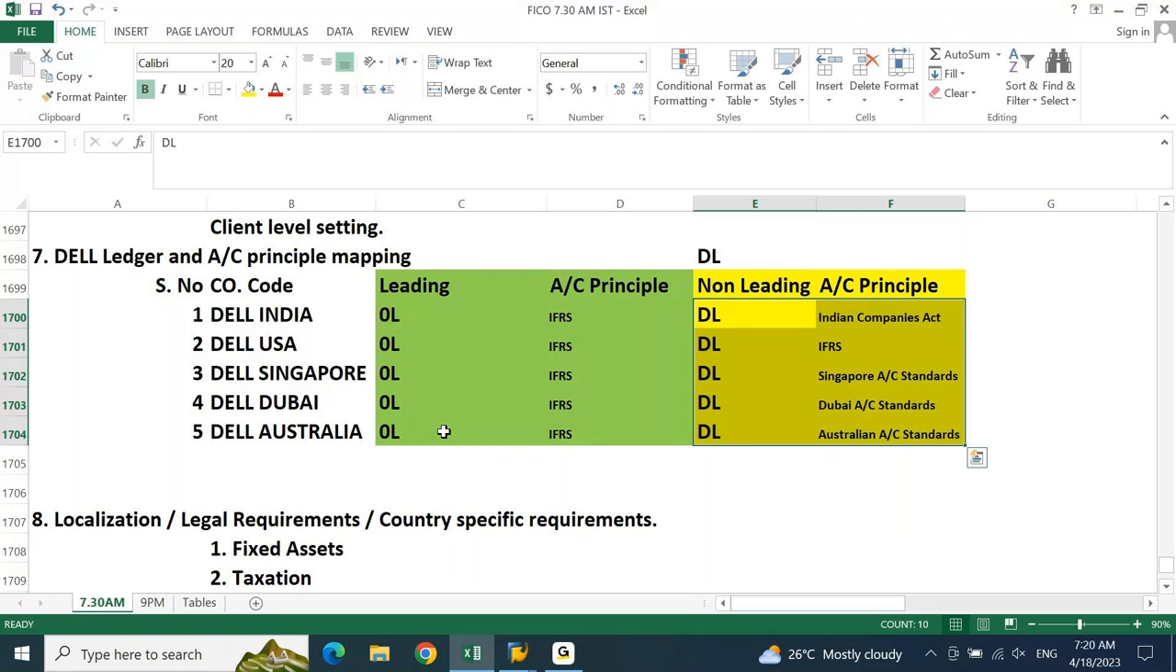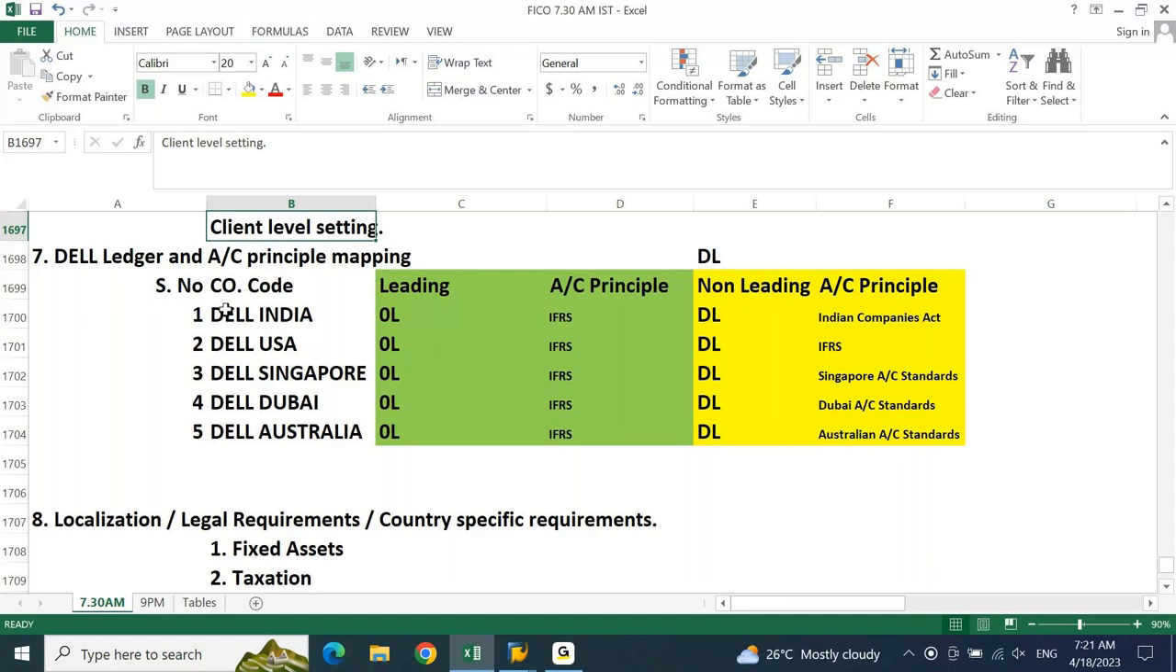Point number one. Point number two, this is a client level setting. These things are decided at the beginning only, stating every company code is going to have two ledgers, one leading, one non-leading. Leading is used for IFRS, non-leading is used for your country specific accounting principle. Even if, in our example, US is going to use IFRS at both places, still you have to create two ledgers. Is this point clear? Yes, sir.